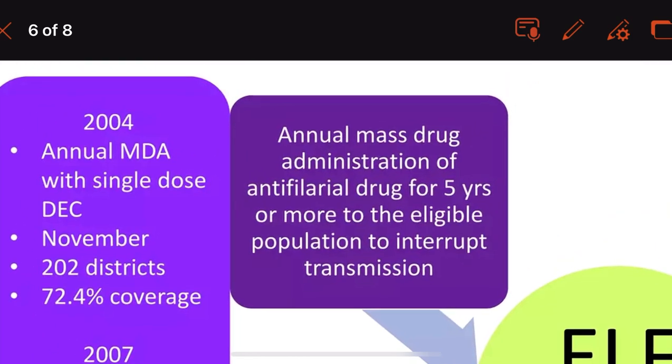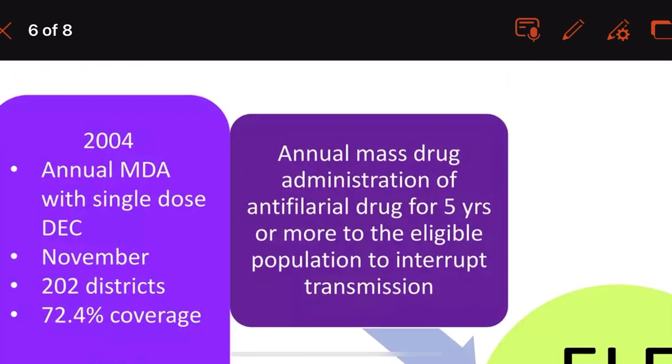The first strategy is annual mass drug administration. Annual mass drug administration of anti-filarial drugs for a period of 5 years or more to the eligible population to interrupt the transmission. So what are they doing? They are giving this annual mass drug administration. They are giving a single dose of anti-filarial drug for a period of about 5 years to the eligible population.